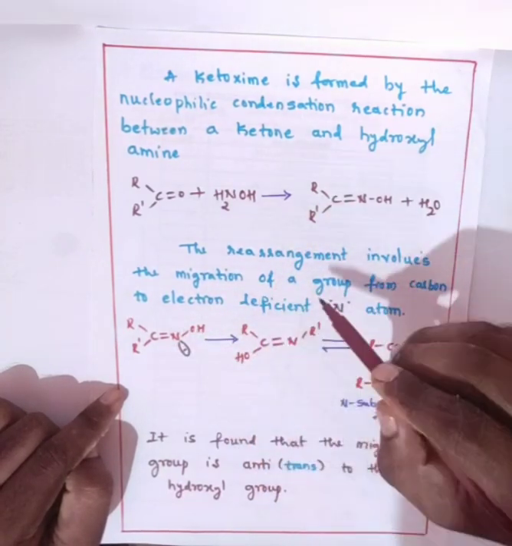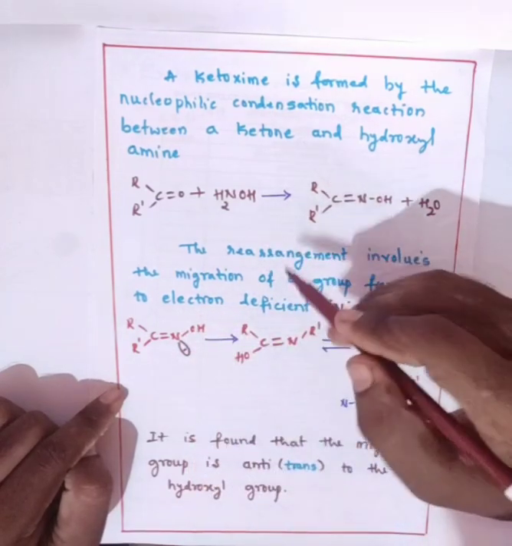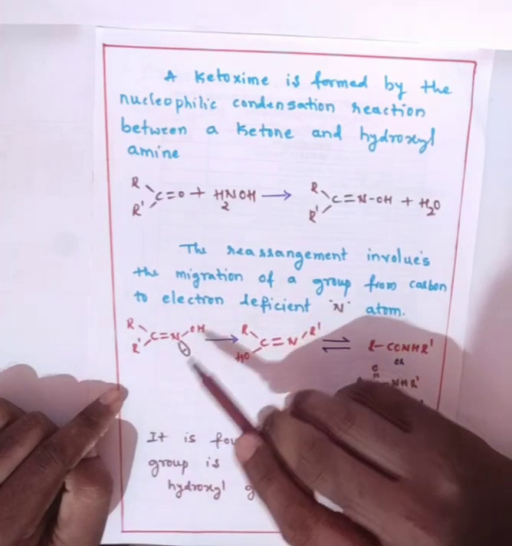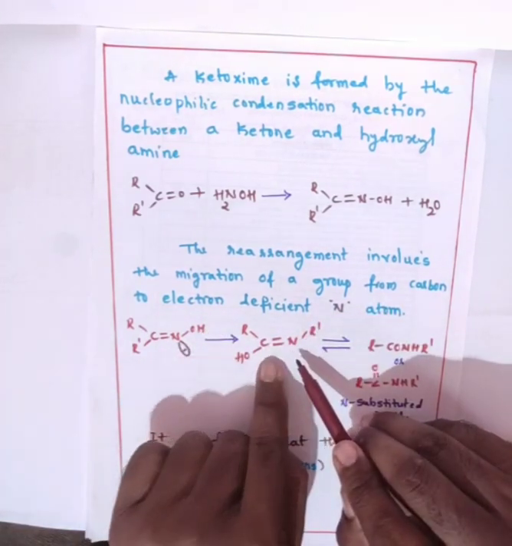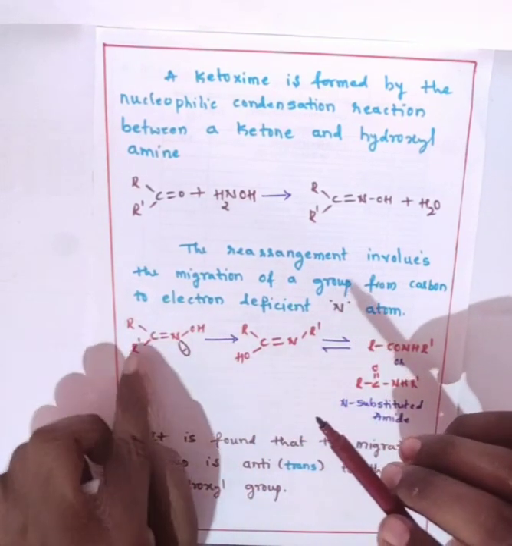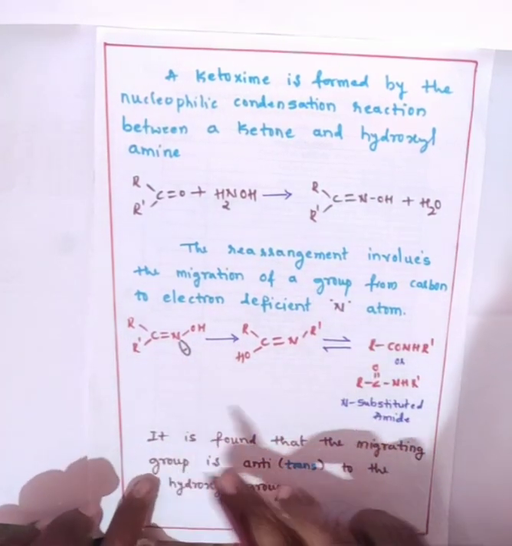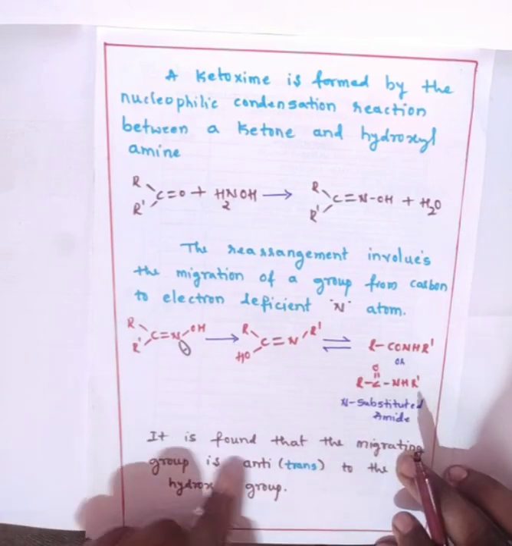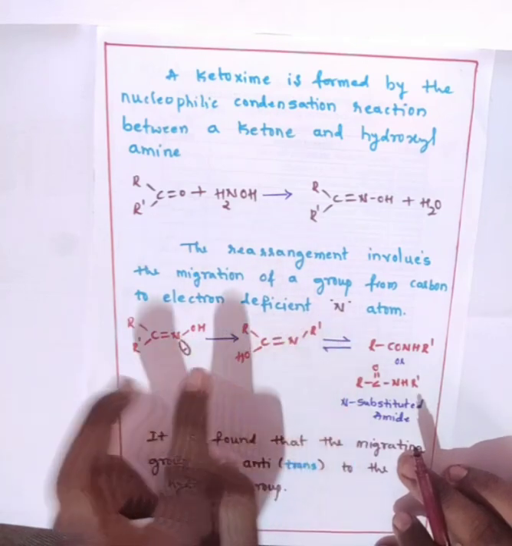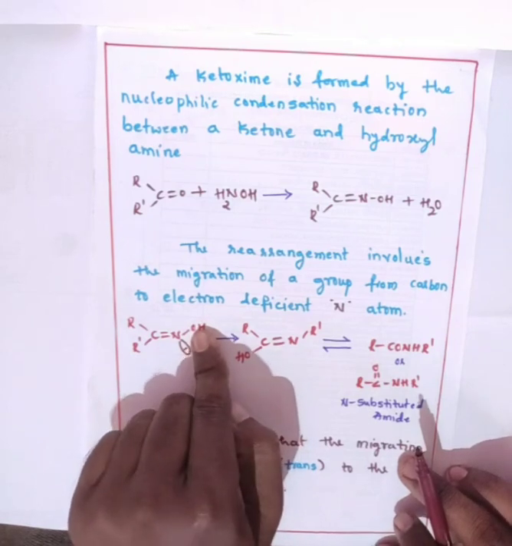The migration that takes place is the movement of a group from the carbon atom to the position anti to the hydroxyl group, as we can see in the second molecule. Here it involves the exchange of the R dash and the hydroxyl group. That is the meaning: the migrating group is opposite to the hydroxyl group.